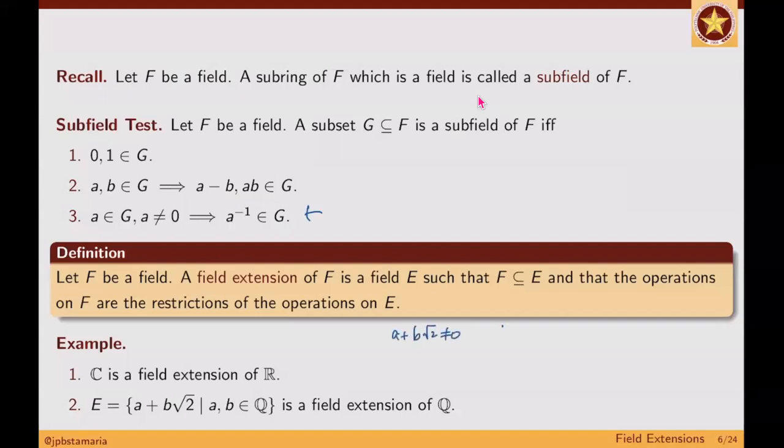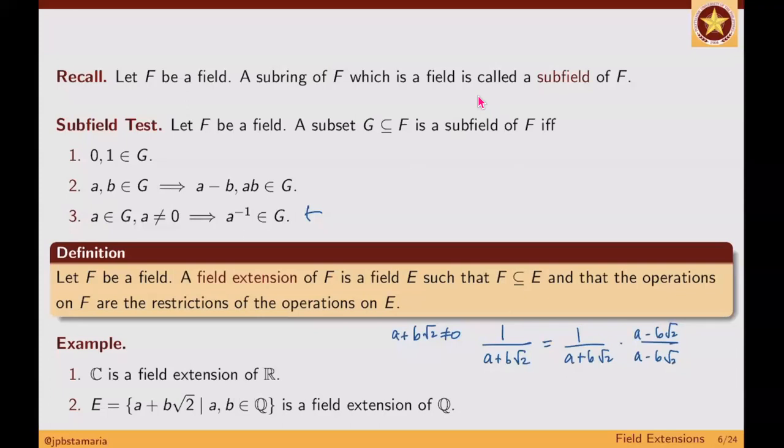Kunin nyo yung reciprocal niya. Nandyan pa rin ba siya sa E? Di ba sa algebra, paano nyo ginagawa ito? May ginagawa kayong kabalbalan na ganito, di ba? Yung multiply mo ng ganyan, ganyan. Ang purpose mo is to re-express the number in this form once again.